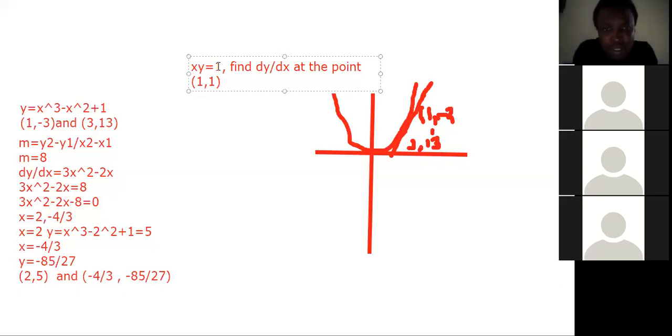Now, please take the question again. The curve y is equal to px cubed plus qx squared passes through the point 1, 0, and the tangent to it at this point has a gradient 1. Find p and q.